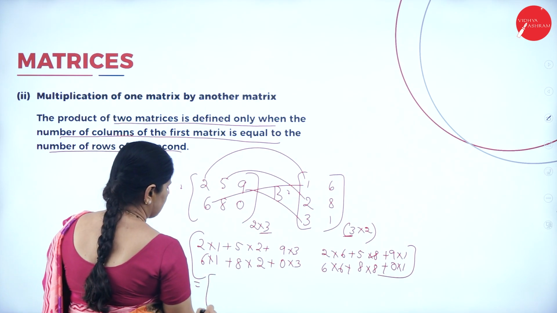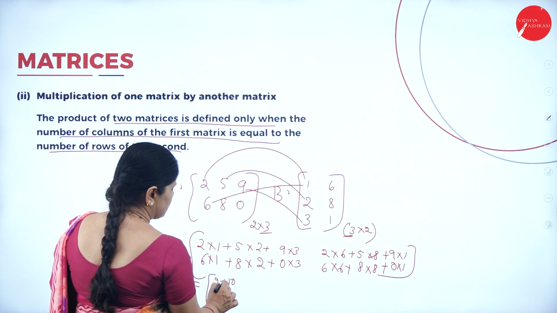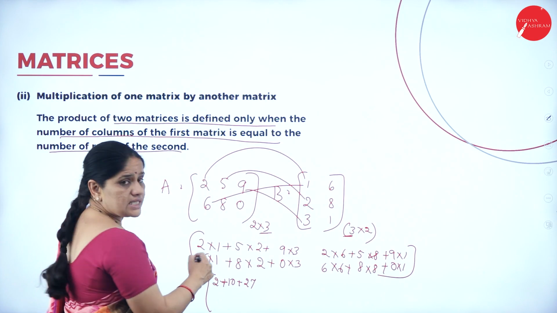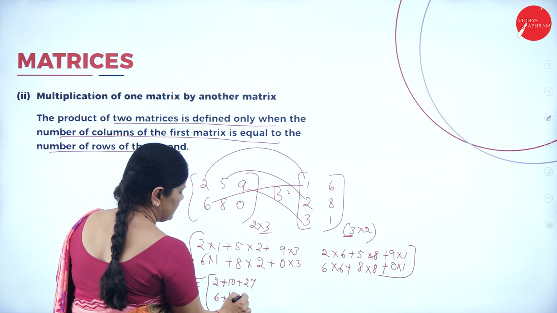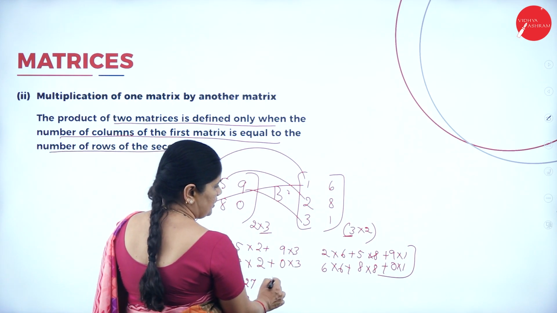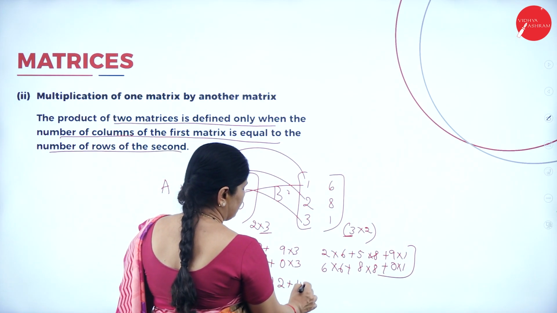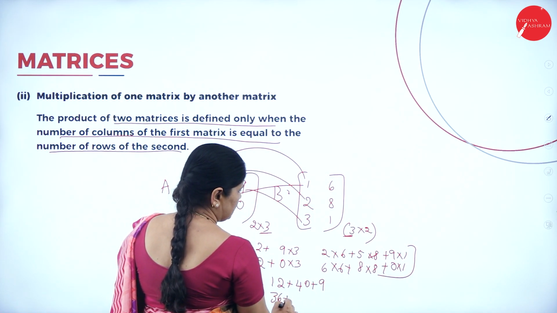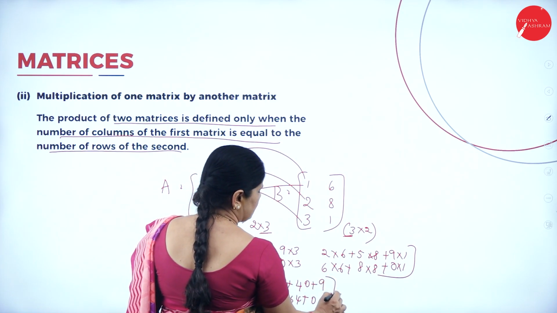So I get 2 into 1, 2, plus 5 2s are 10, plus 3 9s are 27; 6 1s are 6, plus 8 2s are 16, plus 0. Now here I have 12, plus 5 8s are 40, plus 9 1s are 9.